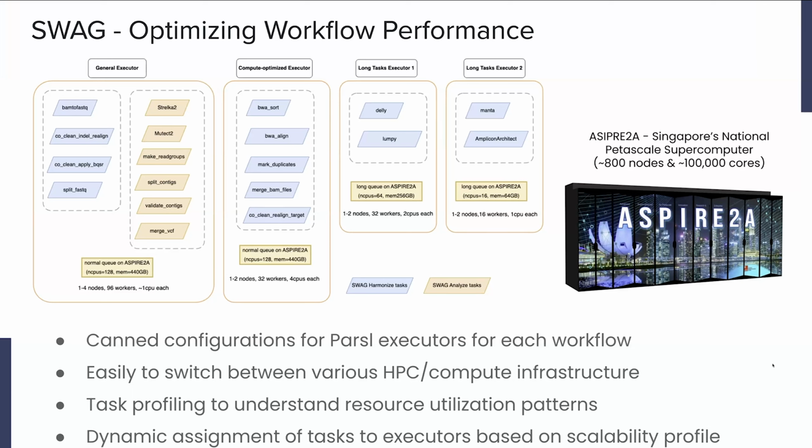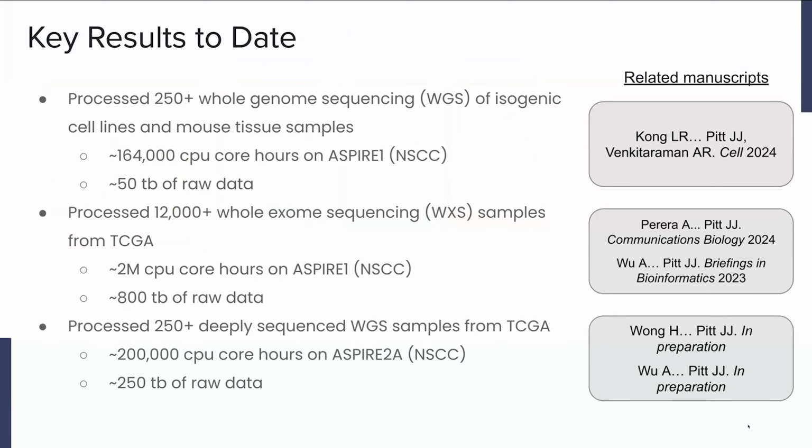So Aspire 2A is actually Singapore's national petabyte scale supercomputer that we usually use for running our analysis. So up to this date, we have processed more than 12,000 patient data files amounting to petabytes of data, and we have produced some scientific work out of that.